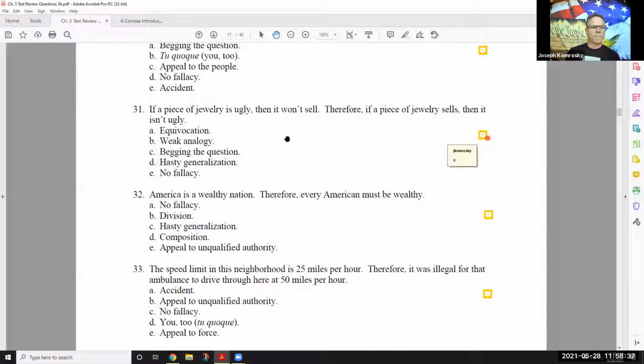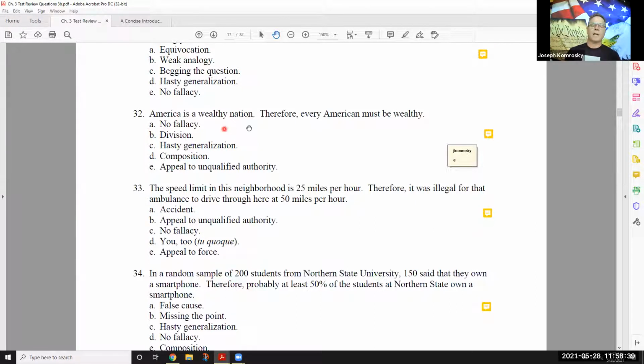No fallacy. 32, America is a wealthy nation. Therefore, every American must be wealthy. So we're talking about the whole, a nation, and we're attributing wealthiness to every citizen in the nation. We're going from the whole to the parts. We're transferring the property of wealthiness. Are we committing a fallacy? Yes. The division fallacy. We're erroneously transferring wealthiness from a nation to the individual.